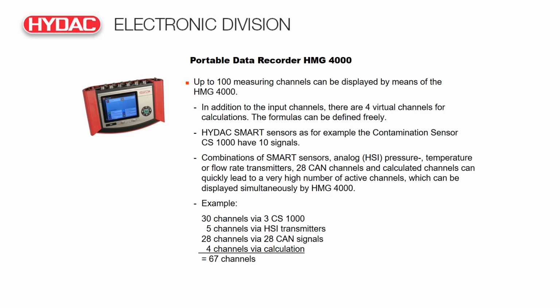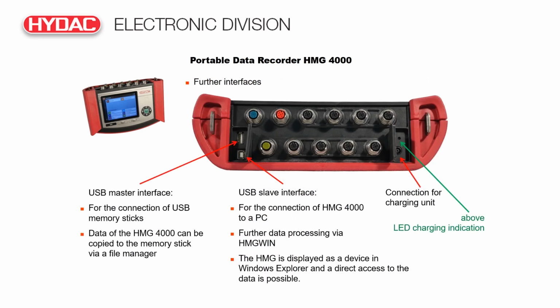Some of the HYDAC smart sensors can output multiple signals through one connection, like the CS1000, which has 10 signals. Also, you have 4 virtual channels, which you can use to create a calculation like delta P or horsepower rating by entering a formula using the specific readings from the sensors connected to the HMG.